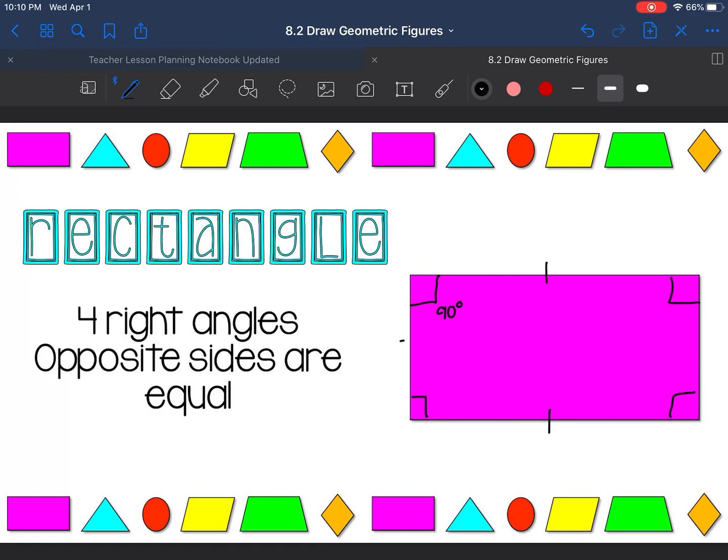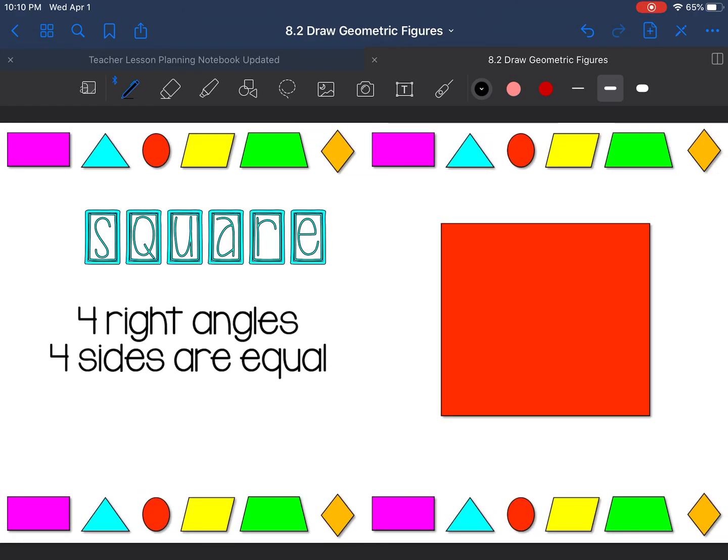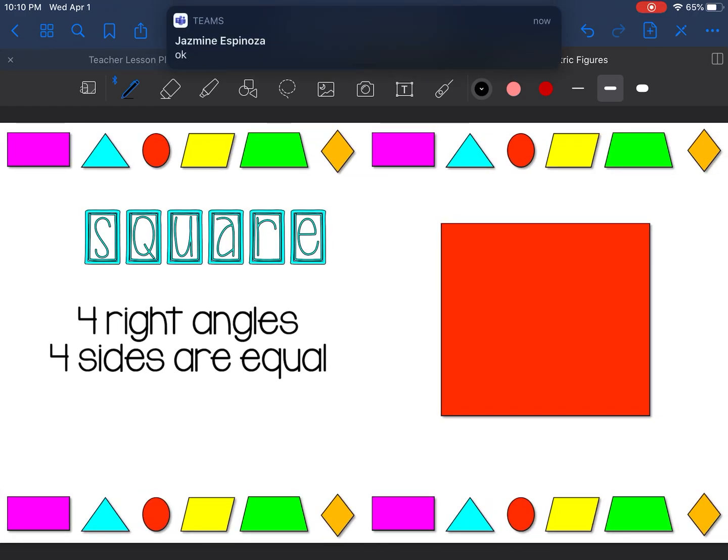Now, to show how the other sides are going to be equal, I'm going to draw 2 lines, and I'm going to draw 2 lines on the other side. That shows that the 2 sides with 1 line are equal and the 2 sides with 2 lines are equal. All right, so let's move on and let's talk about squares.